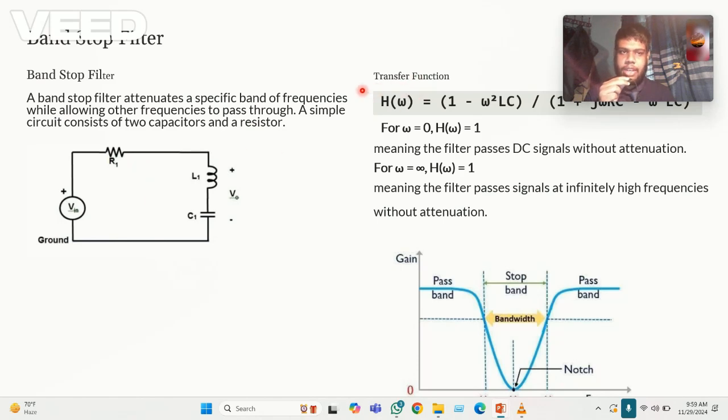The transfer function of band stop filter equal to 1 minus omega square LC by 1 plus j omega RC minus omega square LC. When the omega equal to 0, the transfer function is equal to 1. When the omega equal to infinity, the transfer function is equal to 1. Here we can see the graph of band stop filter.